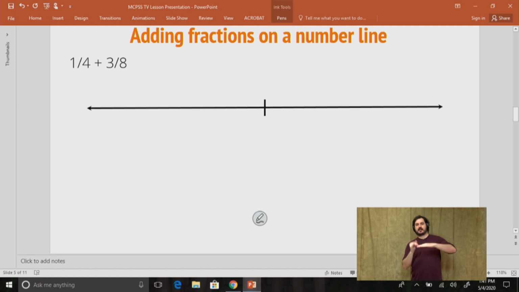So now we're going to add fractions on a number line. So we have 1/4 and 3/8. So I'm just going to rewrite those here.